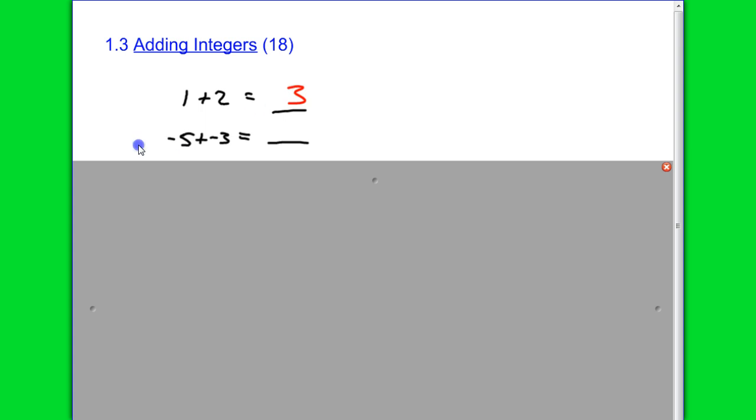How about negative 5 plus negative 3? Now this is the tricky one. This is what we could not ask all kindergartners. Maybe there are a few who could do this, but not most of them, right?